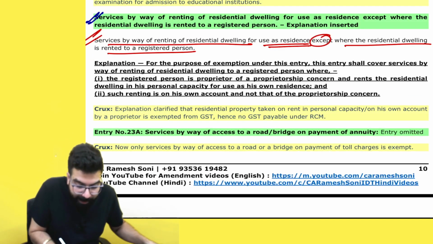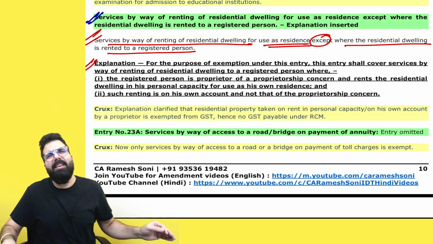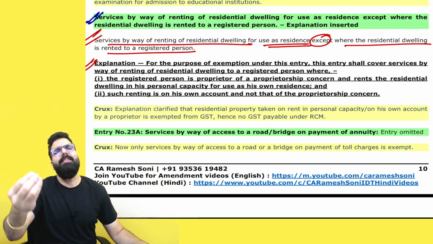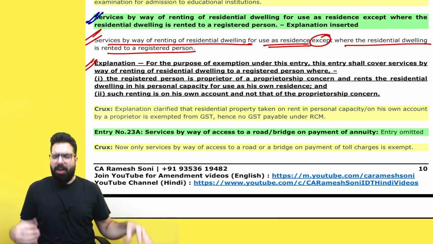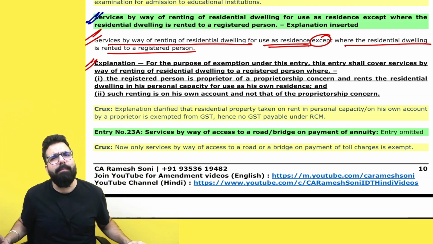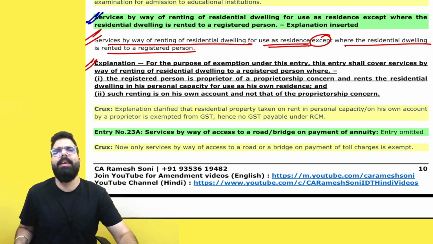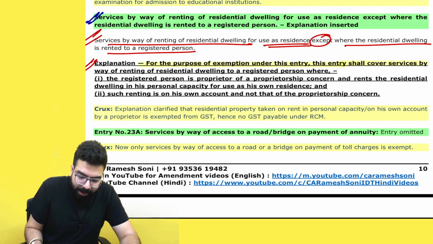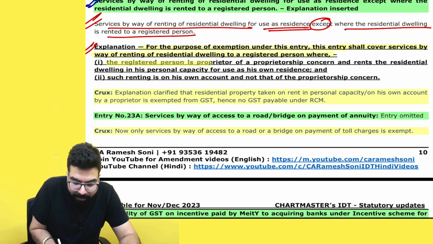Here they have inserted one explanation, and they have told that if the residential property is rented to a registered person, but the registered person has taken the residential property on rent for personal use, and has not shown it as his business expense on his personal account, then also, it will come under exemption. They don't have to pay any GST under RCM. See over here, for the purpose of this entry, it shall cover the services by way of renting of residential property where the registered person is a proprietor.